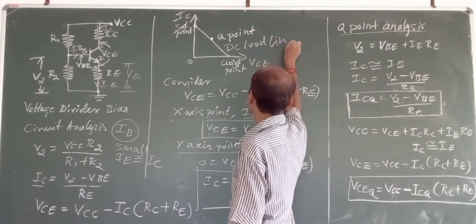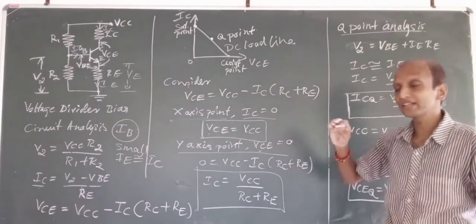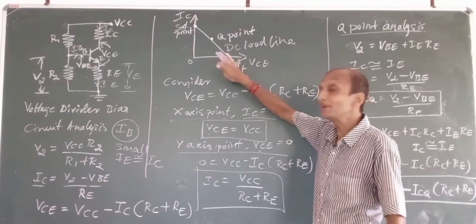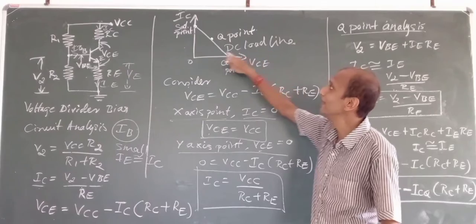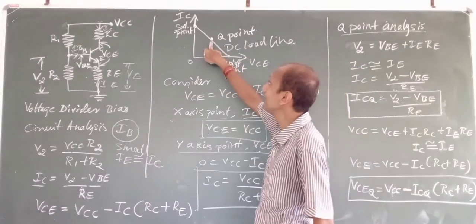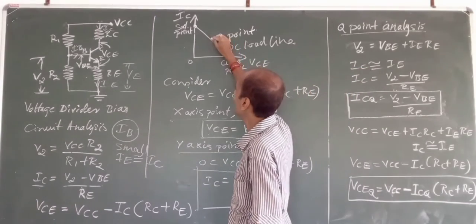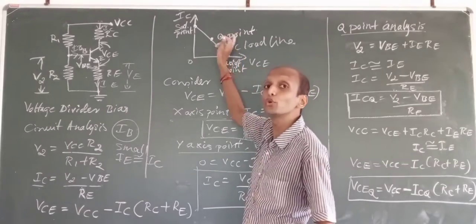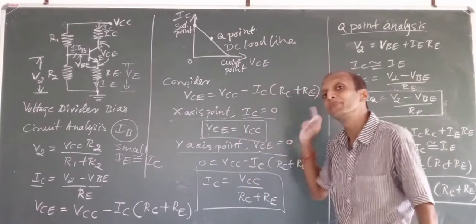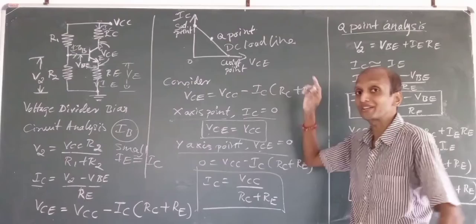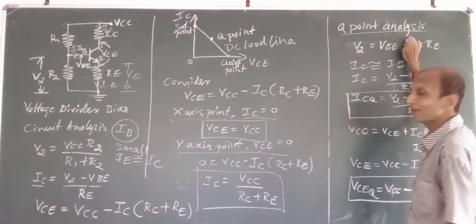DC load line. Is that okay? Yes. So after doing this, the DC load line will be drawn, and after drawing the DC load line, I should go for the Q point analysis. I should analyze the Q point, and see how to find it.